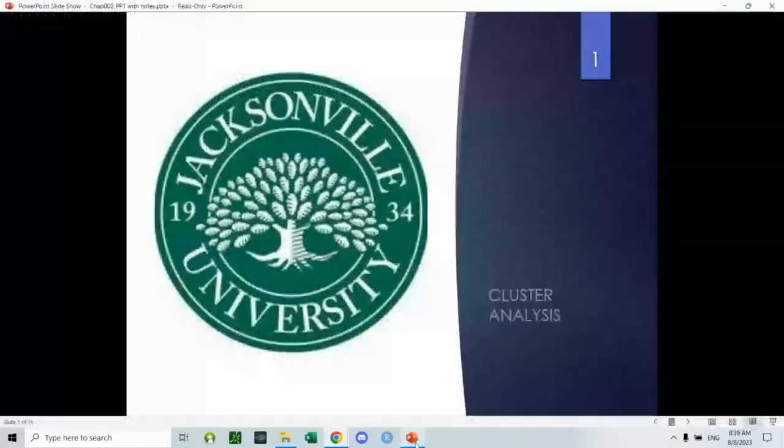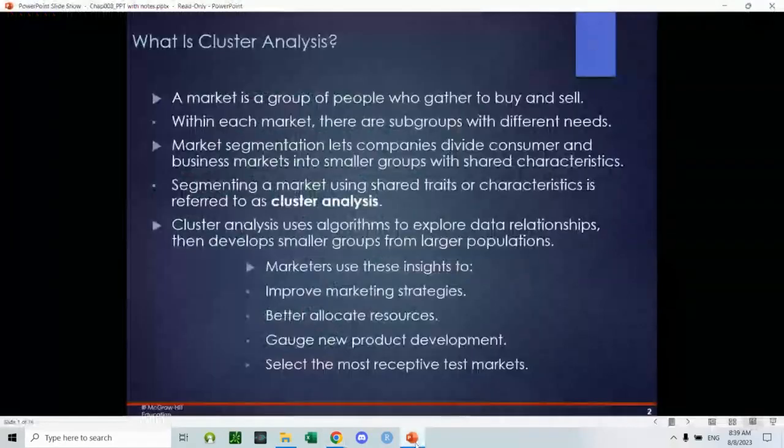Okay, so this presentation discusses cluster analysis and will help you to complete homework 10 and 11. So what is cluster analysis?